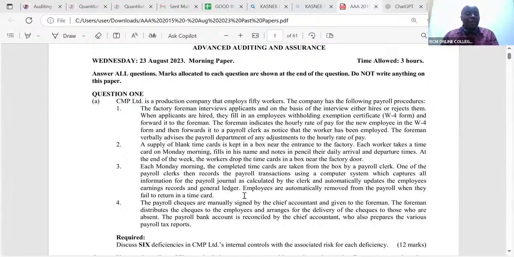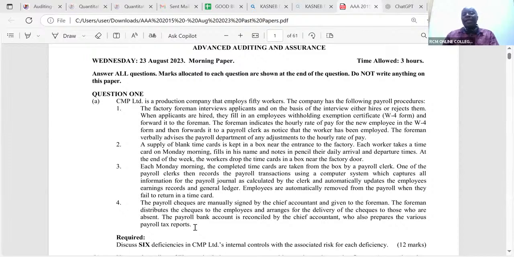The payroll checks are manually signed by the chief accountant and given to that foreman who was already having so much work. So you're giving this foreman kind of a demigod position. You would want your employees to even worship him, quote and quote. Because if he's the one who is employing them, he's the one who is seen around moving with checks, the foreman distributes the checks to the employees and arranges for the delivery of the checks to those who are absent. The payroll bank account is reconciled by the chief accountant, who also prepares the various payroll tax reports. You can see in this case there is that element of aggregation.